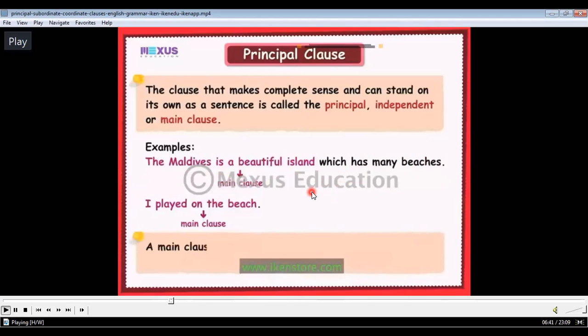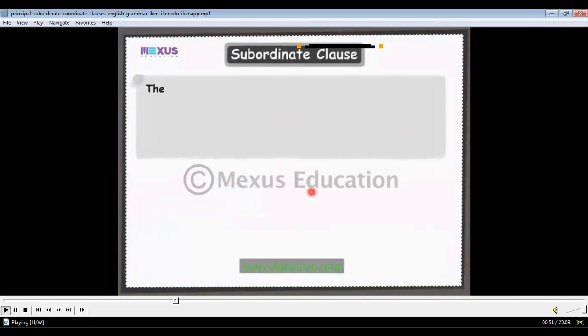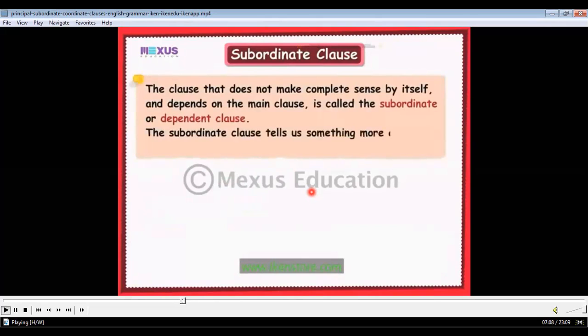A main clause can combine with one or more clauses to form a sentence. The clause that does not make complete sense by itself and depends on the main clause is called the subordinate or dependent clause. The subordinate clause tells us something more about the main clause. It can never stand on its own.